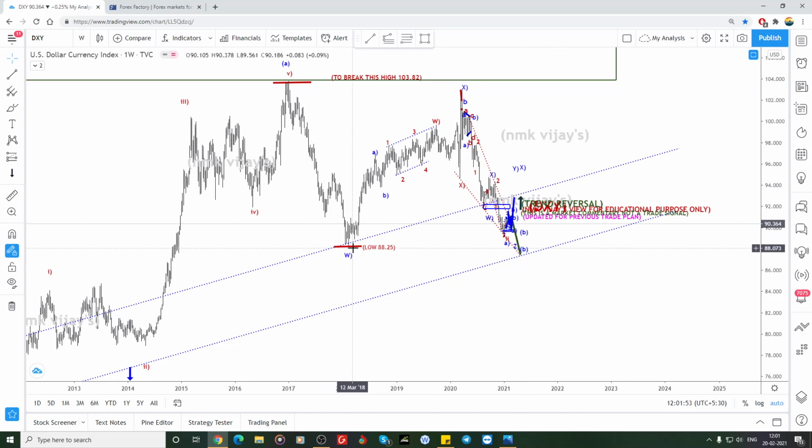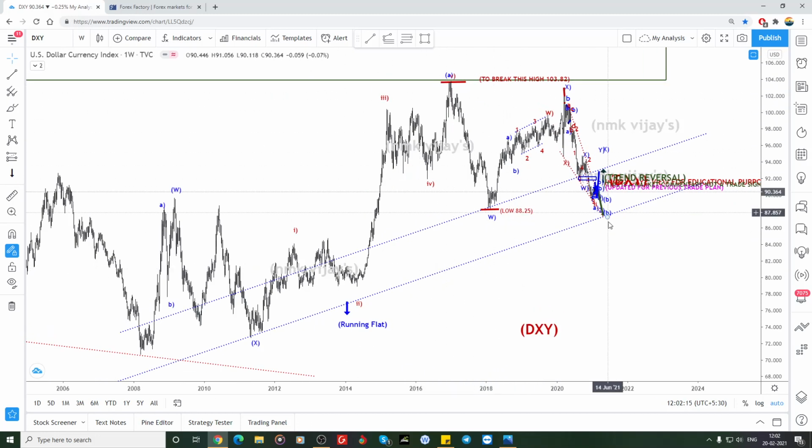A or W, so B or X could be a triangle, and again one more way to the downside is also possible. Or if that bigger B is a triangle, it has to shoot from here. If it breaks this low, that could be a regular flat correction for that B wave.